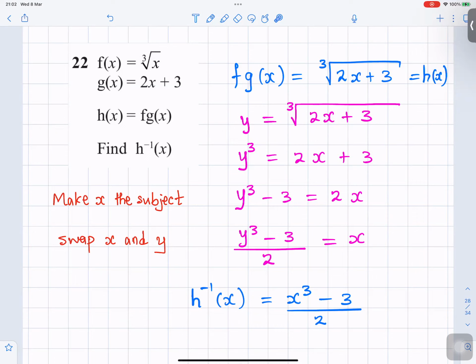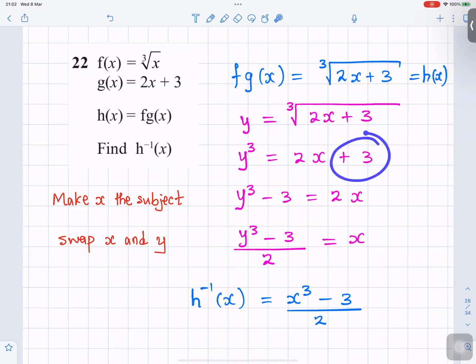Now, to find the inverse, we change that h of x and write it as y. It's easier. After we make x the subject, we can swap the x and y. So we want to make x the subject. We take the inverse of the cube root. It means cube on the other side. Or what we can say is cube both sides. Not squared, cube both sides. And this cube would cancel with that, and this would be left with y cubed.